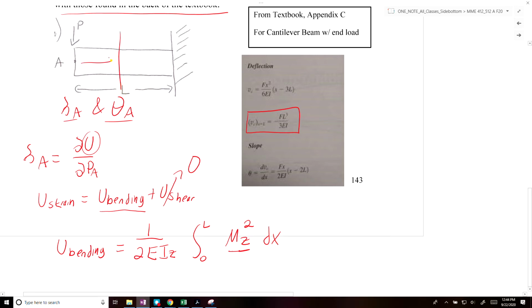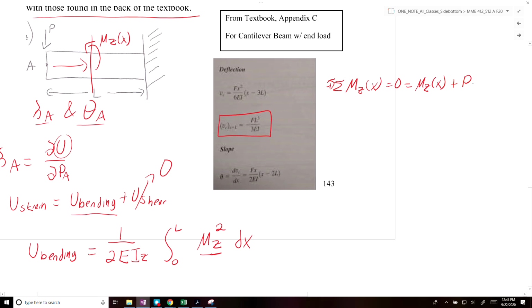If we take a section cut at any point, the moment required to keep the system in equilibrium, so if we sum all of our moments about the z-axis at x and set it equal to 0, we would get M z of x, which was applied in the positive direction, plus P times x, which was our applied load. So M z of x would be equal to minus P x. Okay, so we can plug that into this integral here.